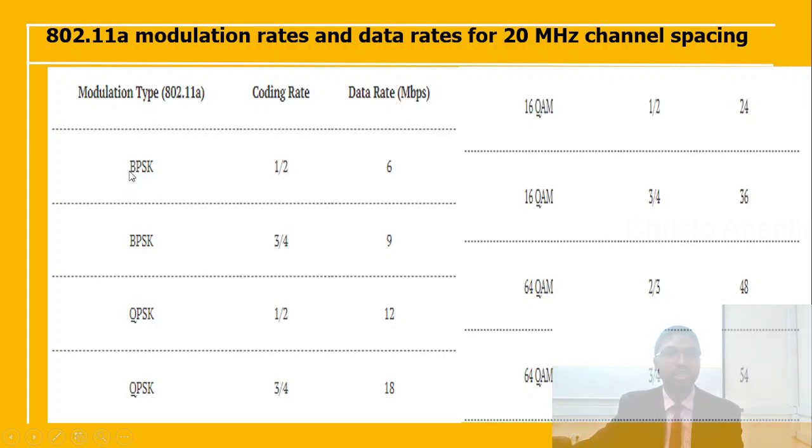So modulation type is BPSK 1/2, data rate 6 Mbps. Then BPSK 3/4, 9 Mbps. Quadrature phase shift keying 1/2, 12 Mbps. And QPSK for a coding rate of 3/4, it is 18 Mbps. Then similarly 16 QAM 24 Mbps, 16 QAM again 36, 64 QAM we have 48, 64 QAM we have 54.